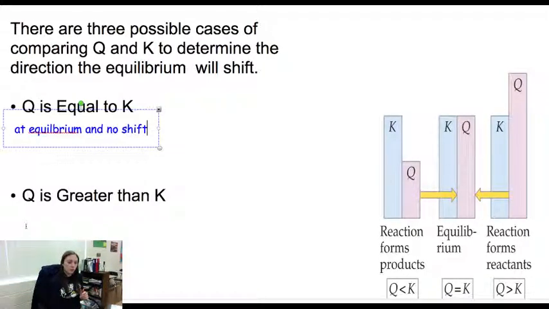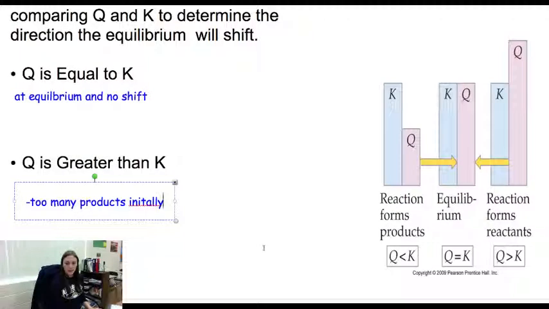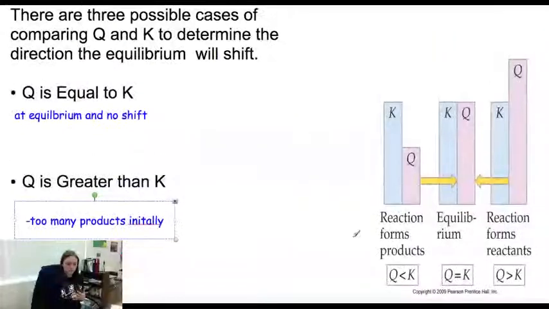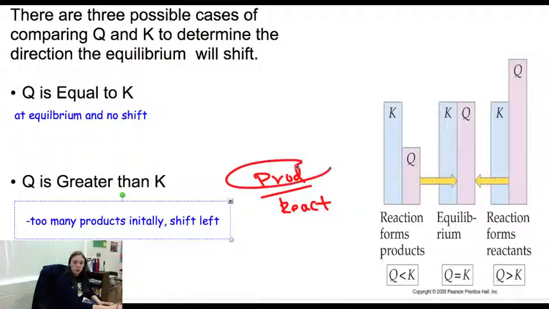Now, if you have a mixture where Q is greater than K, then that means I have too many products initially. So Q is greater than K, I have too many products initially, and so it's going to shift to the left. That's because, remember, it's products over reactants. So if my Q is bigger, that means I have too much of this stuff on top because my number is too big. So I need to shift to get rid of all these products. So if Q is greater than K, what we have right here, it's going to go to the left.